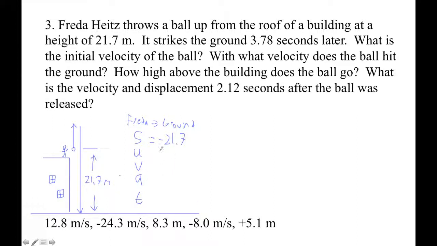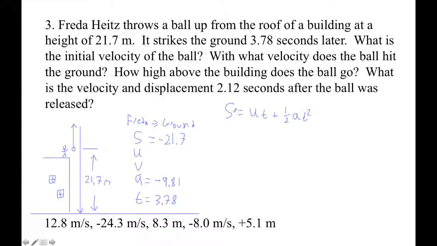You can try it. All right, so negative 21.7. It started here, it ends up down there. We end up 21.7 meters lower. Our acceleration is negative 9.81. Our initial velocity we don't know. Our final we don't know. But we do know the time is 3.78 seconds. It almost seems like this is unsolvable because we don't know either of those velocities. But it turns out that we have this formula. We will use the one with no v to find u. It seems like magic, but it's just good algebra, kids.